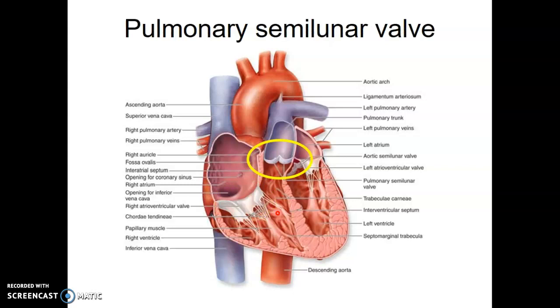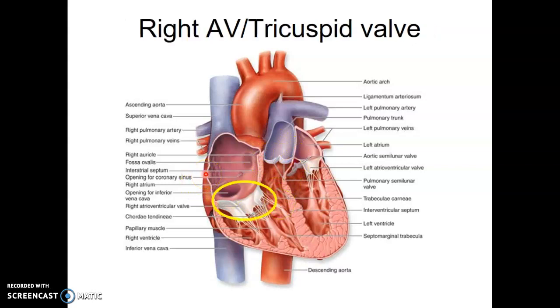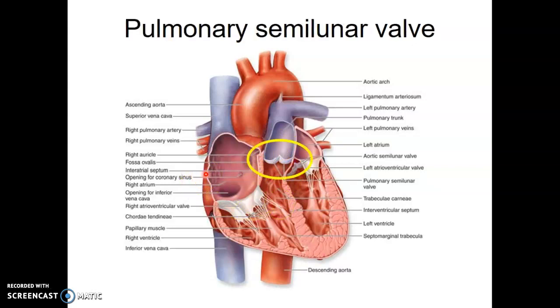The pulmonary semilunar valve is right here. Okay, the pulmonary semilunar valve. So we've got our right atrioventricular valve between the right atrium and the right ventricle. We've got our pulmonary semilunar valve that's sitting between the right ventricle and the pulmonary circuit, or the lungs.